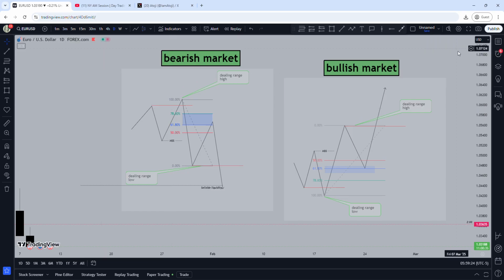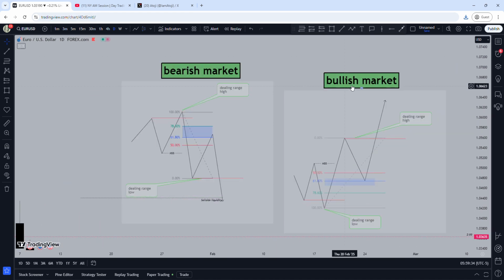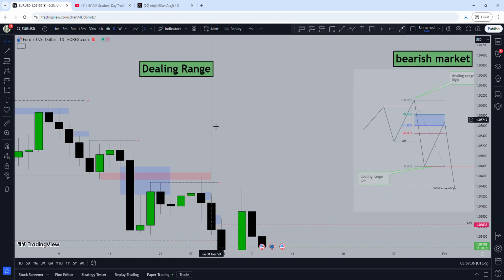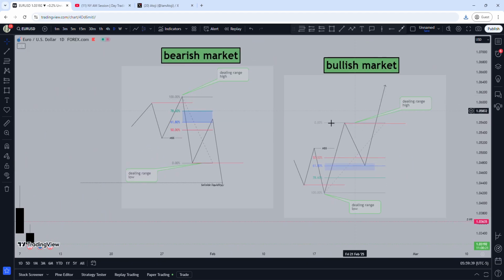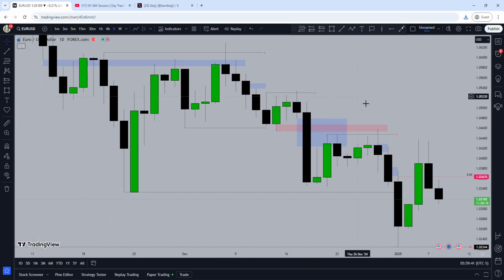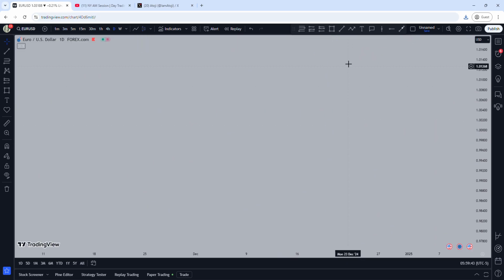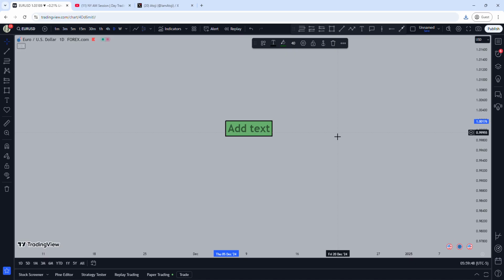Now let me take a screenshot of this. Save. When we go into the lower time frame, we're going to be dealing with things like time and price. What else again?